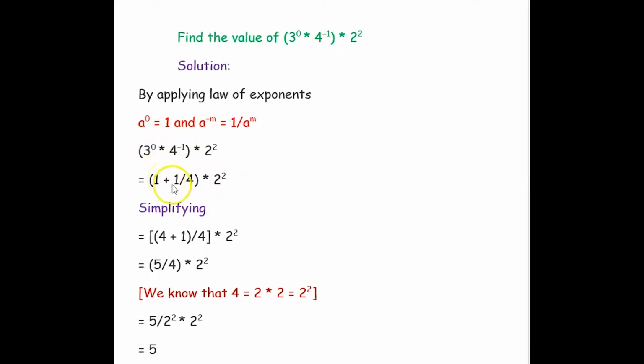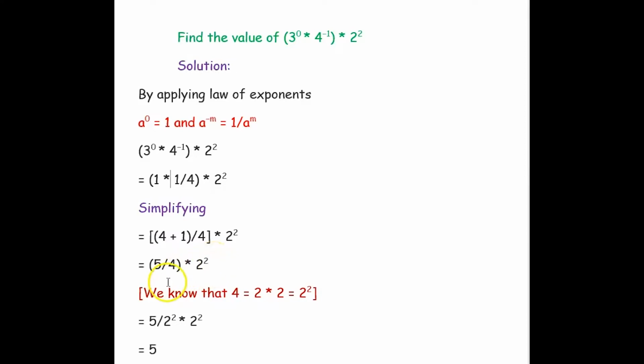And then into 4 raised to the power negative 1 can be written as 1 divided by 4 raised to the power of 1. So 4 raised to the power of 1 is 4, into 2 raised to the power of 2. So now we are simplifying this. So 4 into 1 is 4 plus 1 divided by 4 into 2 raised to the power of 2. 4 plus 1 is 5. So 5 divided by 4 into 2 raised to the power of 2.